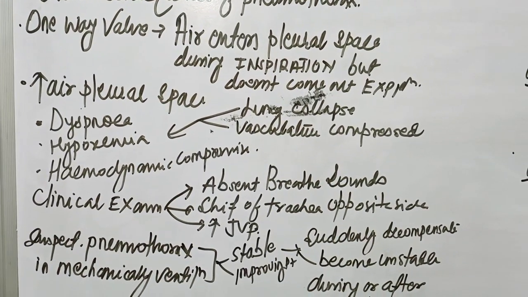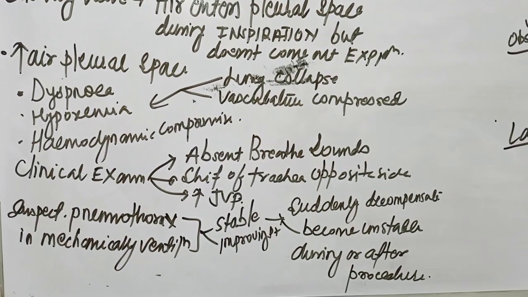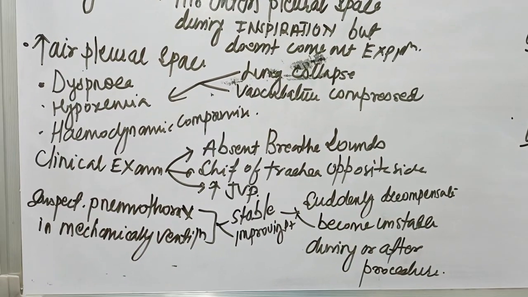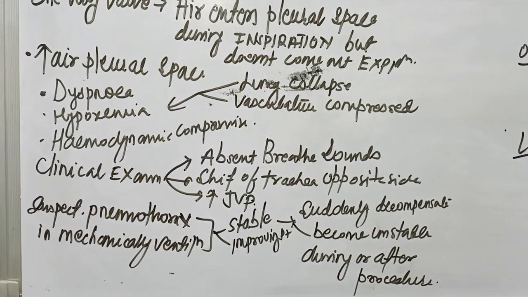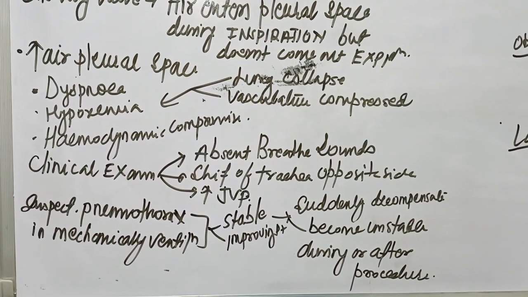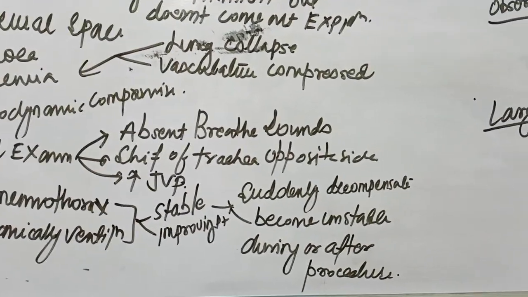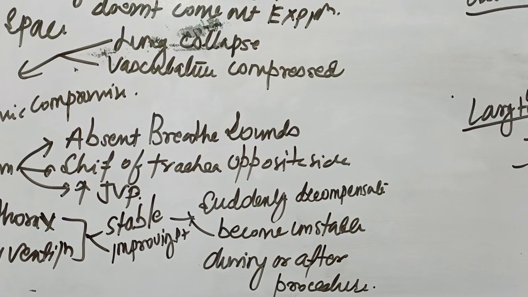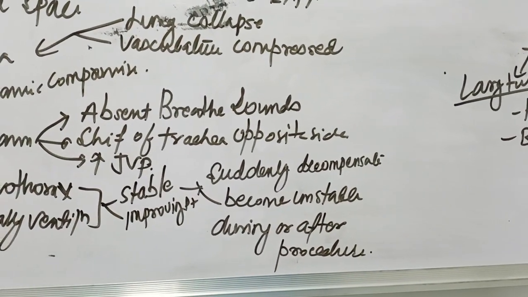Clinically, we see absent breath sounds, shifting of the trachea to the opposite side, increased JVP, engorged neck veins. So, suspect it if a mechanically ventilated patient is initially stable or improving, and suddenly becomes decompensated or unstable during or after some procedure. Okay, so how will you manage the pneumothorax?